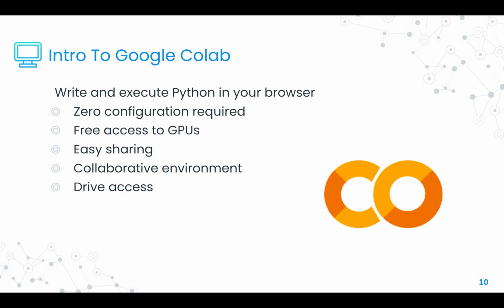You have free access to GPUs. So there is a pro version of Google Collab, but for the most part, anything that you'll be doing will only require the free version. And this free access to GPUs gives you some of the fastest performing GPUs that you'll probably use. A classic laptop or even most desktop PCs won't have access to that type of processing power.